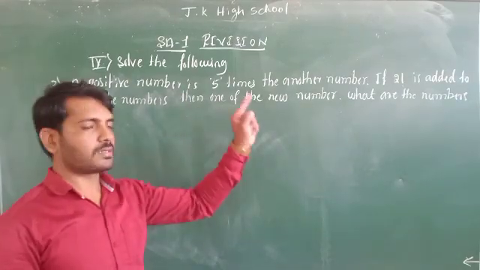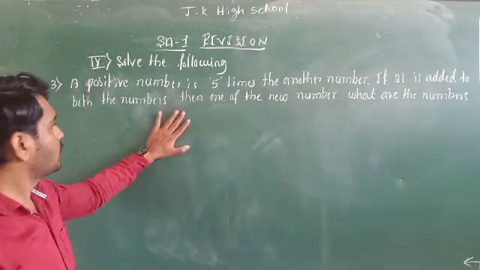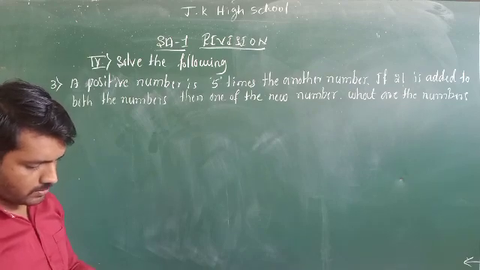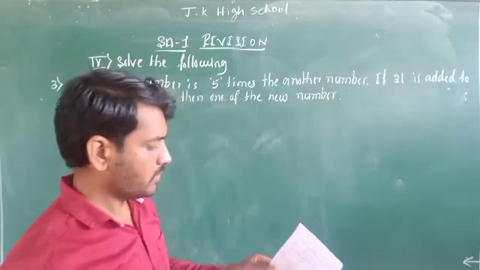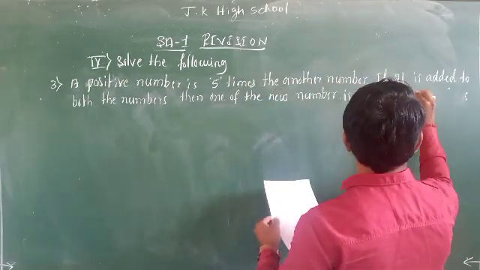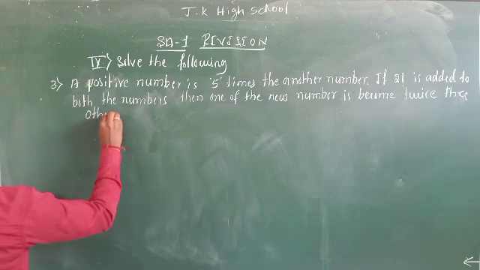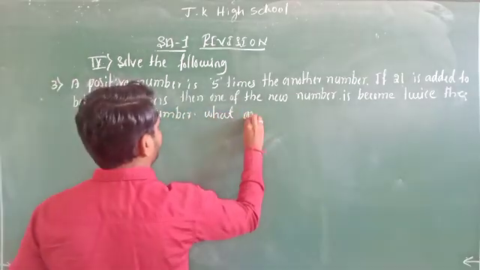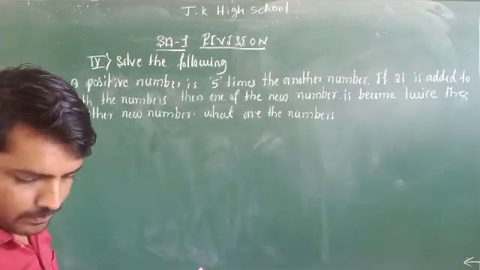A positive number is 5 times the another number. If 21 is added to both the numbers, then one of the new number becomes twice the other new number. What are the numbers? Okay.